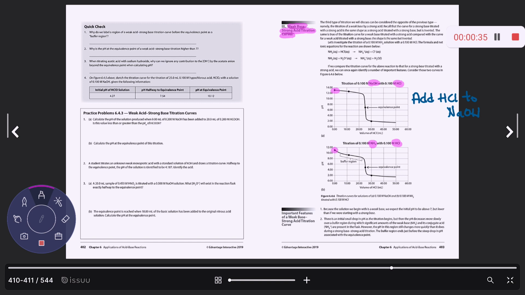Okay. Here they are showing you the buffer region. And note here, your equivalence point up here with the strong base and strong acid is at 7. Here your equivalence point is less than that. It looks like the equivalence point is somewhere around 5. Let's turn to the next page.